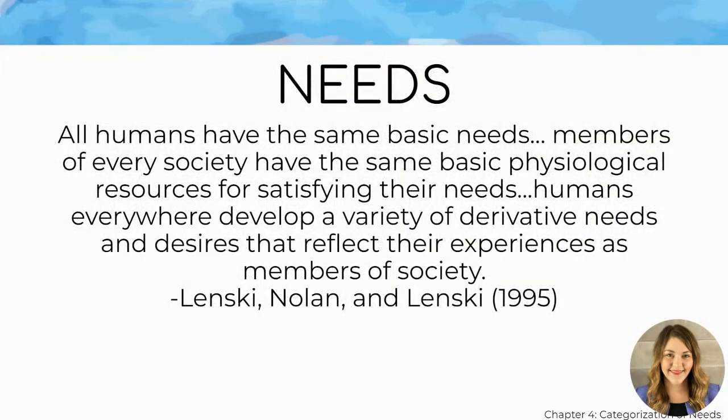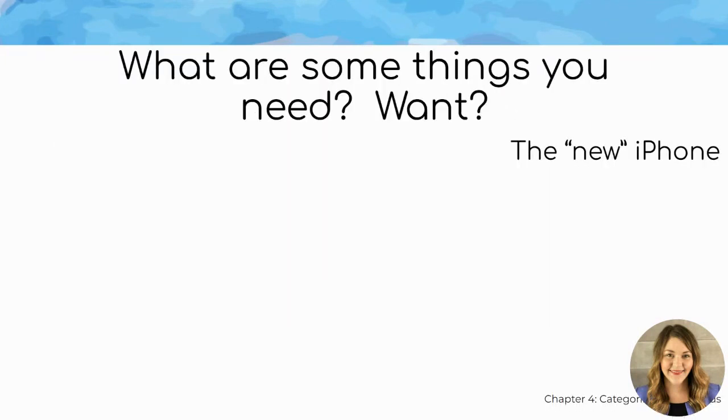So to get us started, all humans have the same basic needs. Members of every society have the same basic physiological resources for satisfying their needs. Humans everywhere develop a variety of derivative needs and desires that reflect their experiences as members of society.